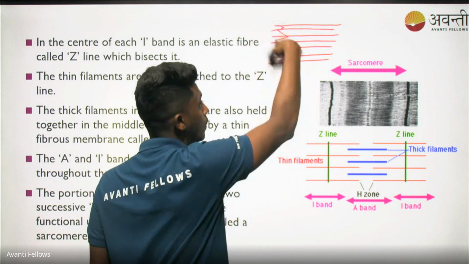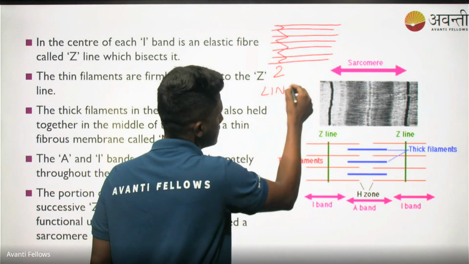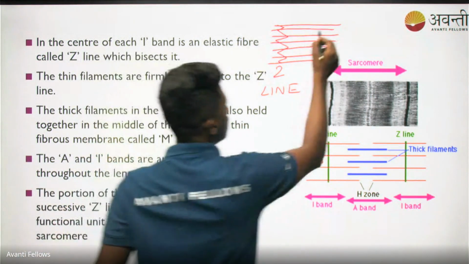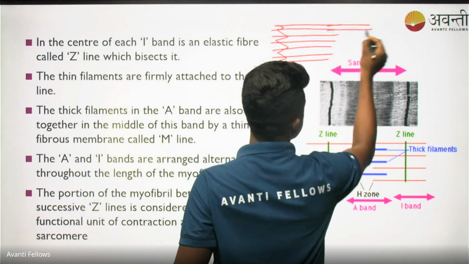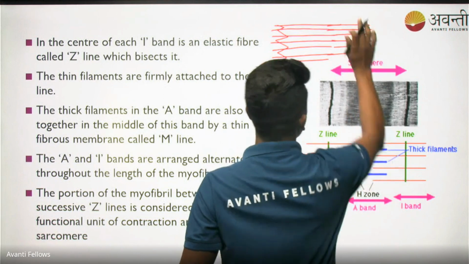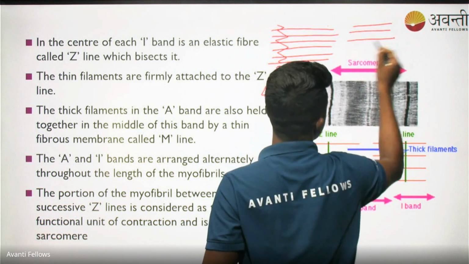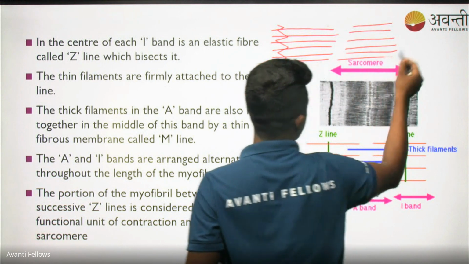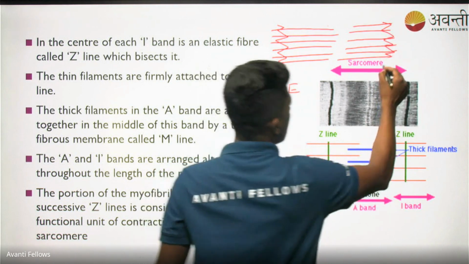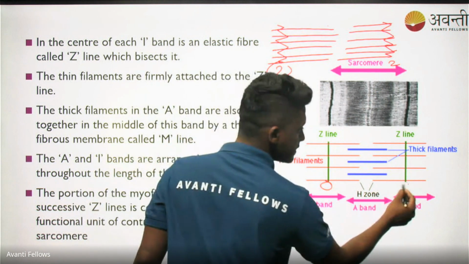This line that holds them together is called what line? Z line. So this is one Z line. Let's say you have the fibers like this, and then another set of actin fibers, and there is another Z line holding that other set of actin fibers. So now you see this is one Z line and this is another Z line.